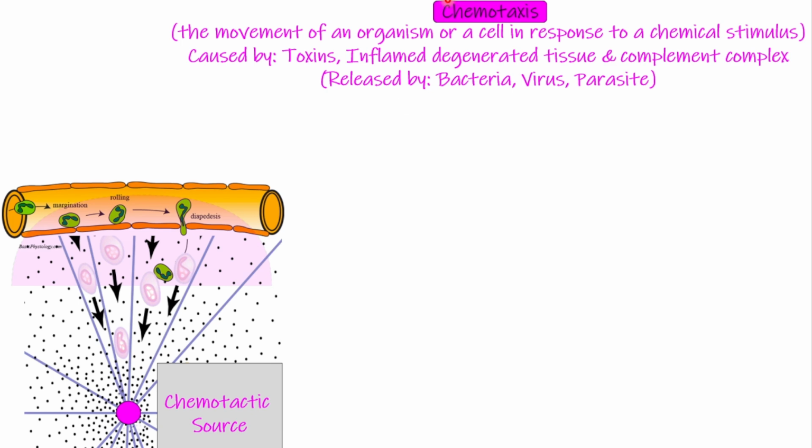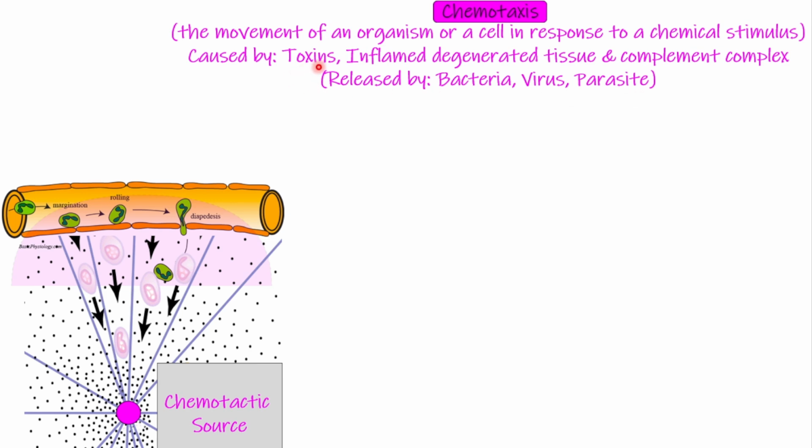So the first step is chemotaxis. Now what exactly is chemotaxis? Chemotaxis is basically the movement of an organism or a cell in response to a chemical stimulus. This chemical stimulus can be caused by toxins, inflamed degenerated tissues, or the complement complex. These toxins are basically released by a bacteria, a virus, or a parasite.